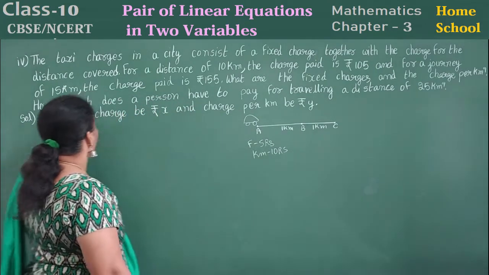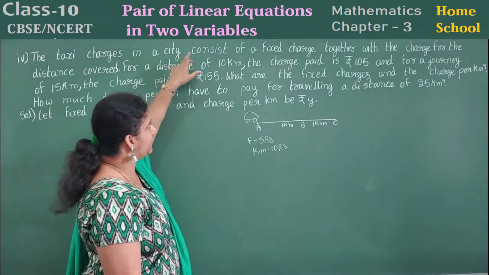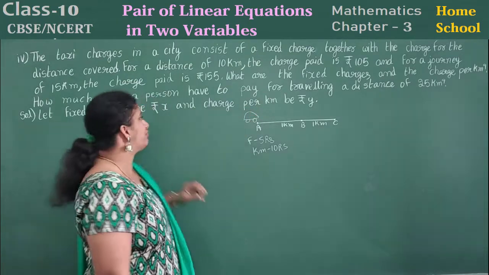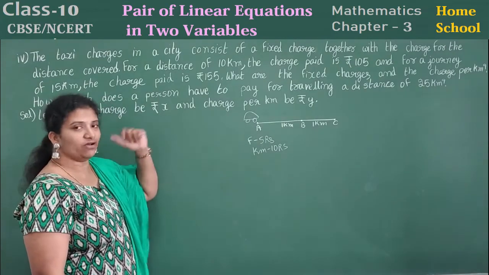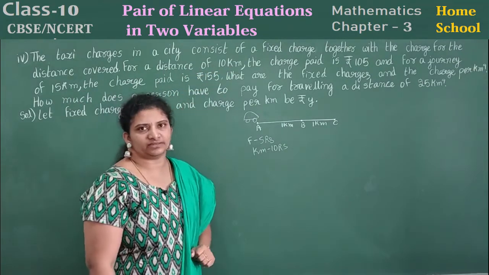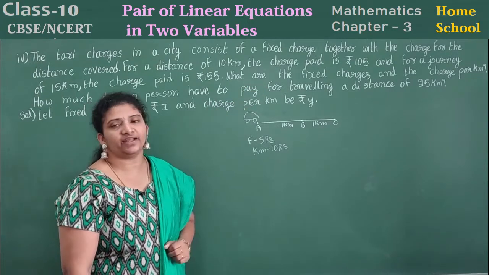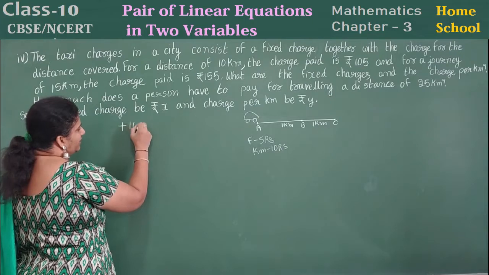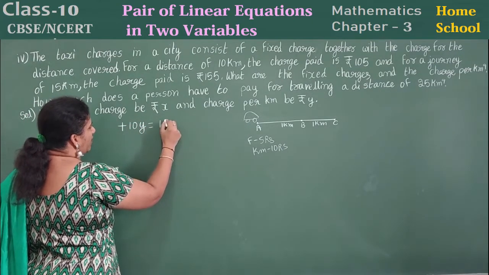So let's see the problem now. The taxi charges in a city consist of a fixed charge together with the charge for the distance covered. Distance covered and also fixed charge. For a distance of 10 kilometers, how many kilometers? 10 kilometers. The charge paid is rupees 105. So look here, 10 kilometers, y is equal to rupees 105.